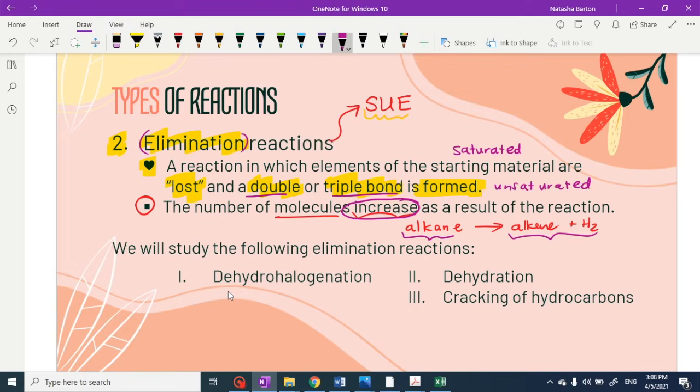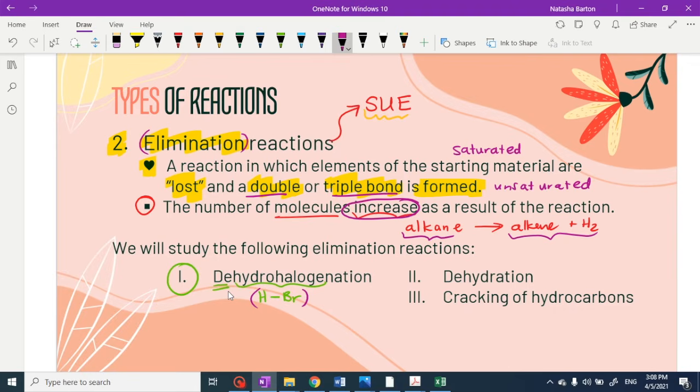Okay, now there are 3 different types of elimination reactions that we're going to study. Number 1, we're going to be looking at dehydrohalogenation. Hydrohalogenation, we were adding some hydrogen bonded to a halogen, so for example bromine. And when we are performing dehydrohalogenation, we are now removing a hydrogen atom and a halogen atom. We are eliminating them from our saturated compound.